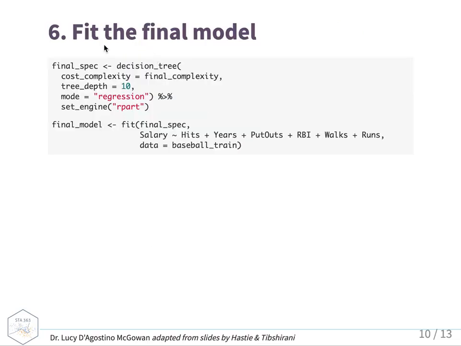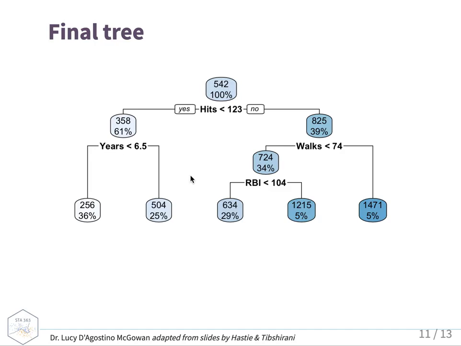So the final step is going to be to fit that final model. And so I'm going to fit that decision tree specification. I'm setting the cost complexity to that final complexity that I pulled out using the select_best function. I'm leaving my tree depth the same, my mode the same, and my engine the same. And now I can just do a normal fit on all of the train data using that final spec. And so this is what that tree looks like.